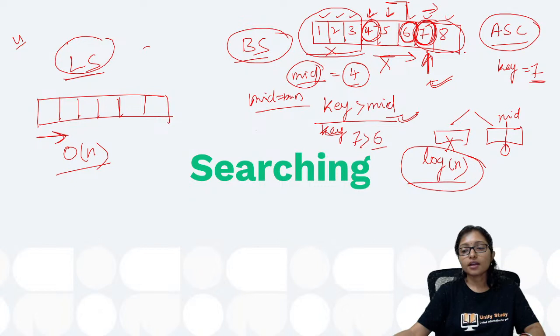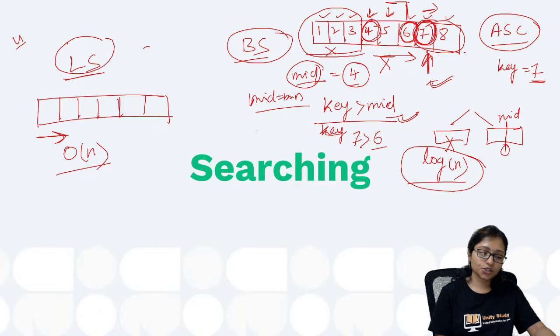Clear? Can I ask a question? I hope there is no doubt in binary search. Can anyone tell me the recurrence relation of binary search? How actually does binary search work? Can anyone tell me that?